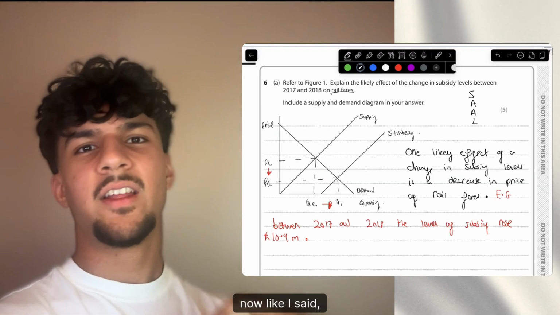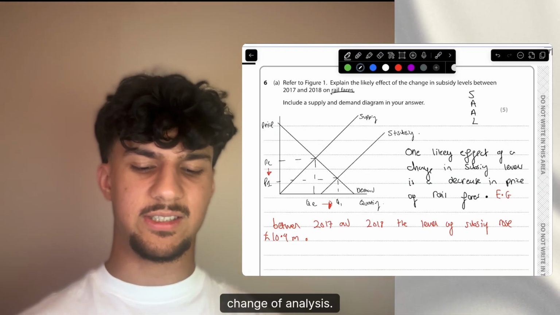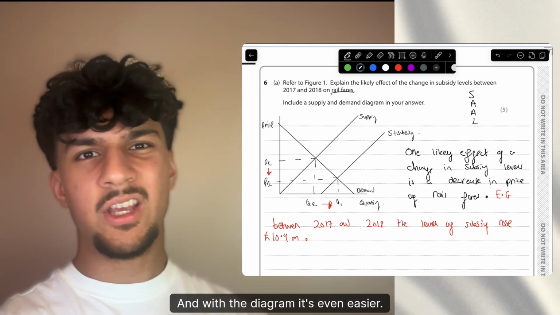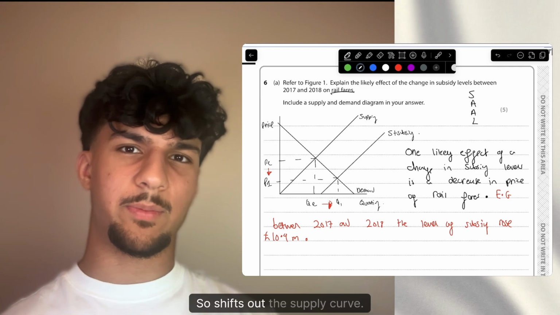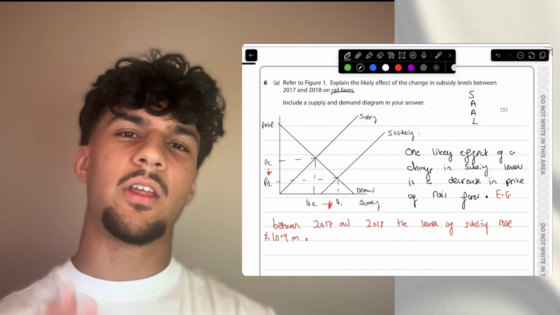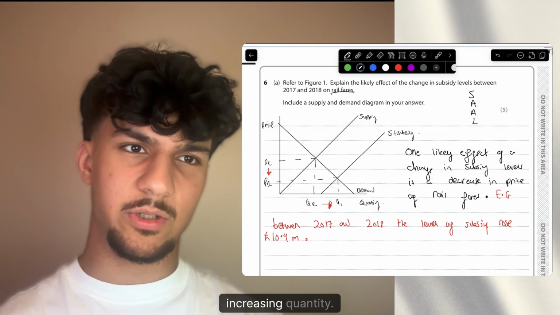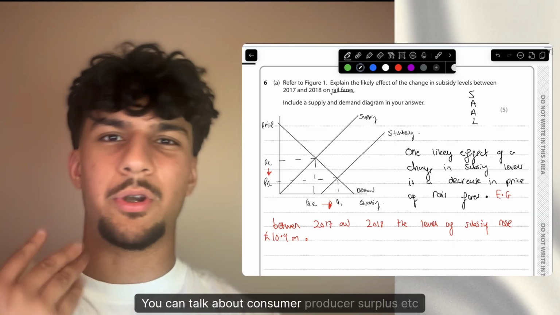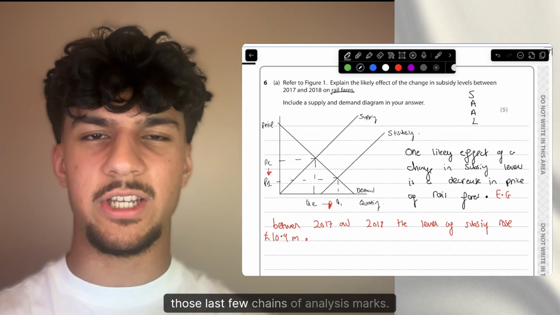And now, like I said, this is the easy part. This is where you just rattle off your economic chains of analysis, and with a diagram it's even easier. You're just basically explaining what a subsidy does. So it shifts out the supply curve, so it decreases producer's cost of supplying, thus shifting out the supply curve, thus decreasing prices, increasing quantity. You can talk about consumer, producer surplus, etc. And there's loads to speak about to pick up those last few chains of analysis marks.